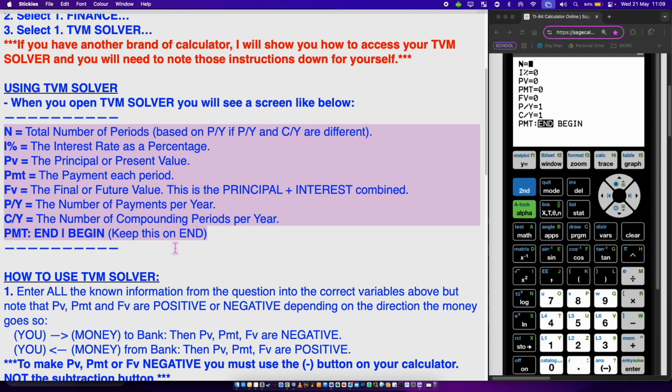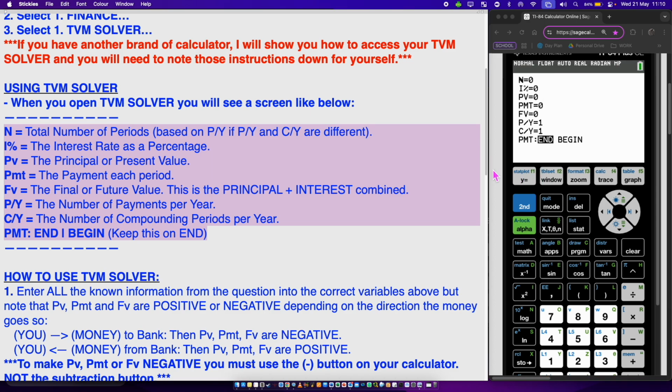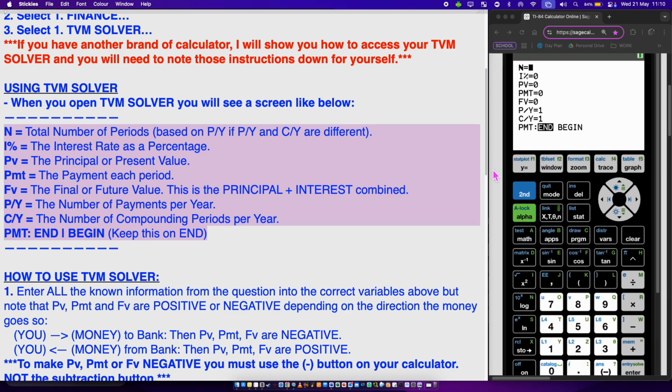Someone at SACE decided that you will always leave PMT on end. It does make a difference. There's a couple of dollars, but you'll be wrong if you accidentally put it on begin. Okay? So for our purposes at year 12, can you see our end is in black on the calculator? That's how we're going to use it. Okay? Because someone at SACE has decided that. It's in your subject outline.